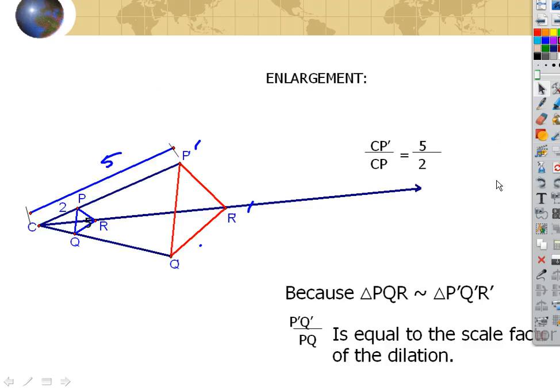So in this case, as expected, the final distance of 5 divided by the original distance of 2 gives us a scale factor of 5/2. Makes sense, right? That's bigger than 1. It's an enlargement. How much bigger? 5/2, 2.5, right? All of these sides are 2.5 times bigger than the corresponding sides in the original. Okay? Questions? Does that make sense?